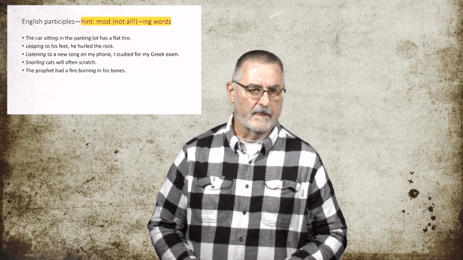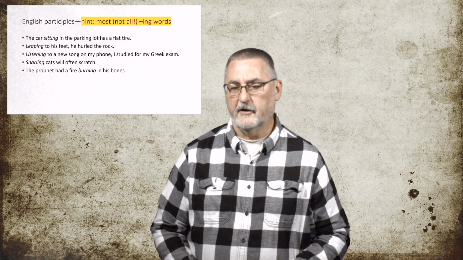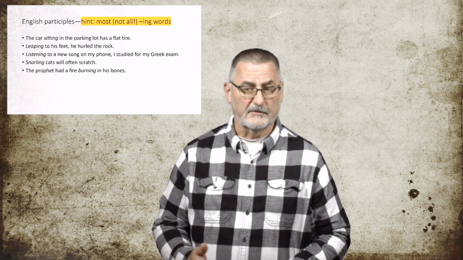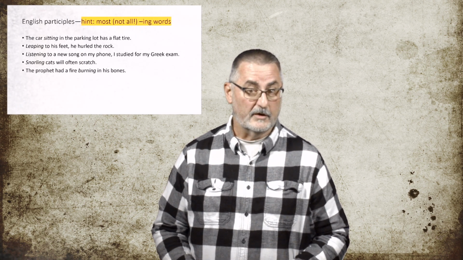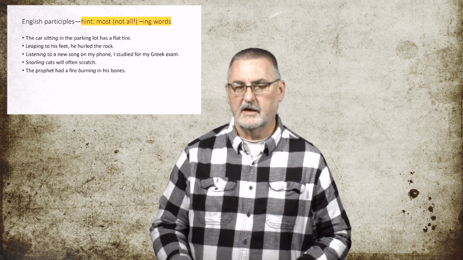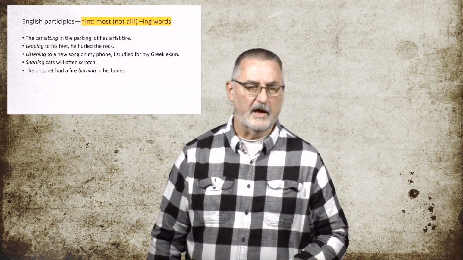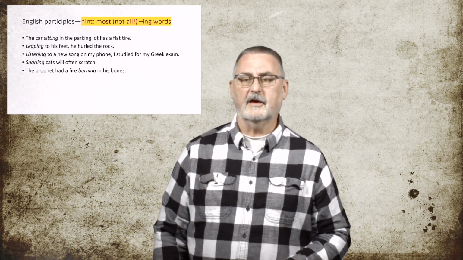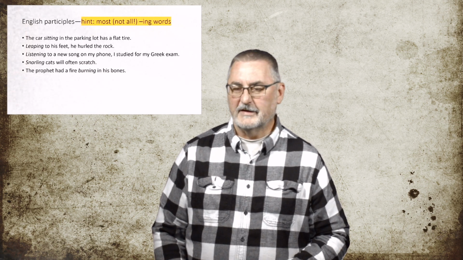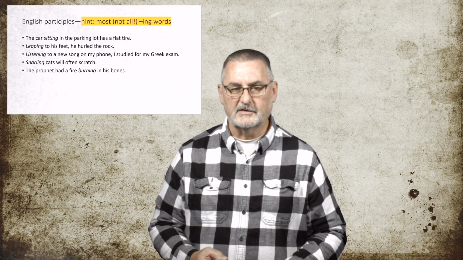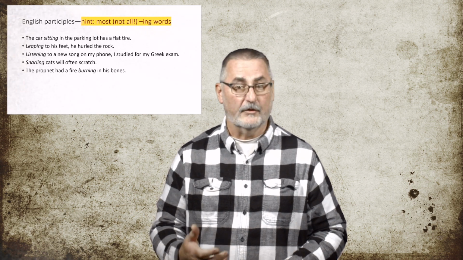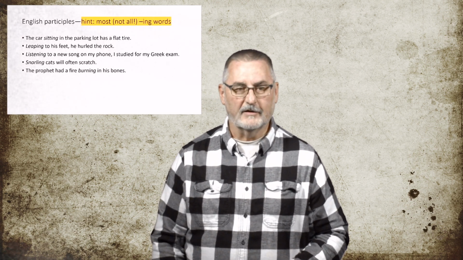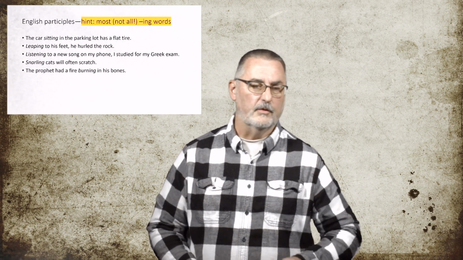The car sitting in the parking lot has a flat tire. And so the sitting word is the participle, and notice as a verbal adjective, it's telling us something about the car. Which car? The car that is sitting in the parking lot is the one that has a flat tire. Here we've got another one. Leaping to his feet, he hurled the rock. The leaping there tells us something about the main actor, what he was doing when he threw the rock, or perhaps right before he threw the rock.